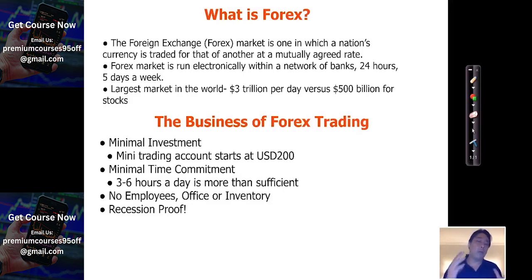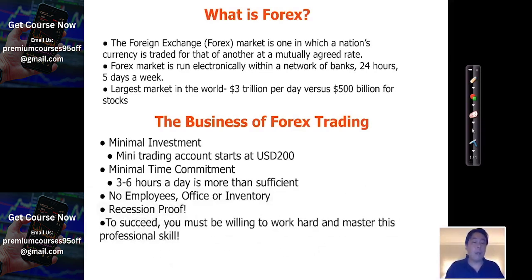So if you're someone who's already trading stocks like I am and investing in stocks, and you want to have another avenue to generate income that's not correlated, Forex is a perfect business to get into. Right? In other words, you can make money in both these markets successfully. Next, to succeed, you must be willing to work hard and master the skill. I keep telling people that, is trading easy?